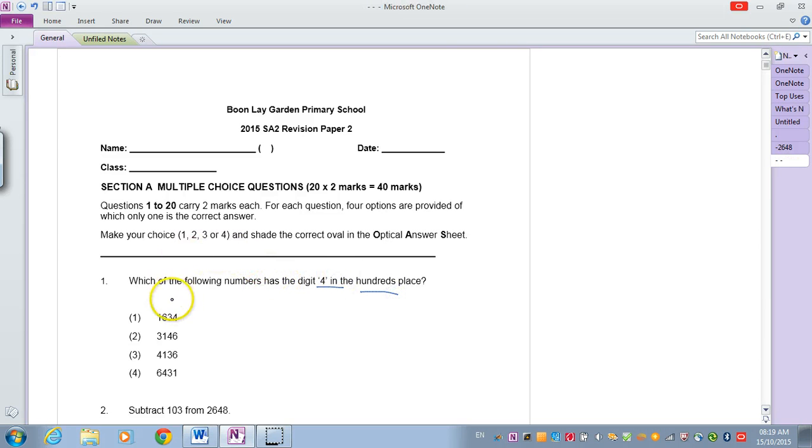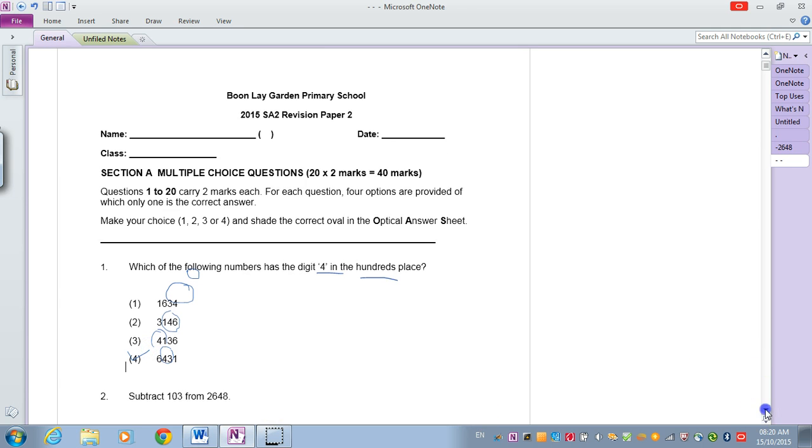Now let's look at the options. Option 1, the digit 4 is in the ones place. Okay, what about option 2? Option 2, the digit 4 is in the tens place. And option 3, the digit 4 is in the thousands place. So therefore, option 4, the digit 4 is in the hundreds place. So the correct answer is option 4. That is pretty straightforward. Let's look at question 2.